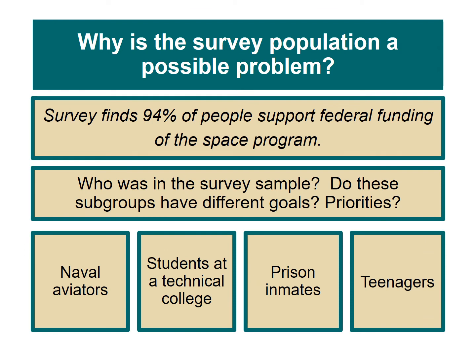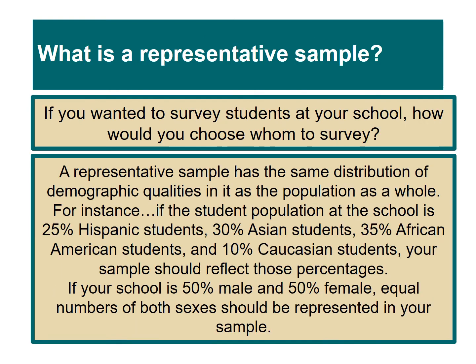Why is the survey population a possible problem? Again, look at the different types of populations: naval aviators, students at a technical college, prison inmates, and teenagers. Depending on who you're surveying, you're going to also have different responses.